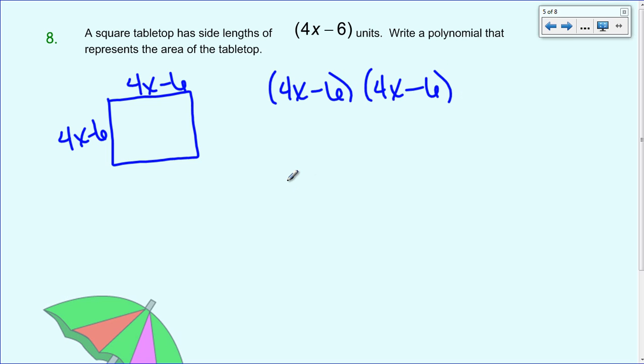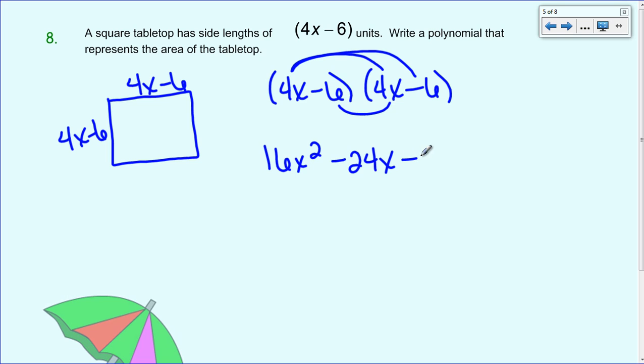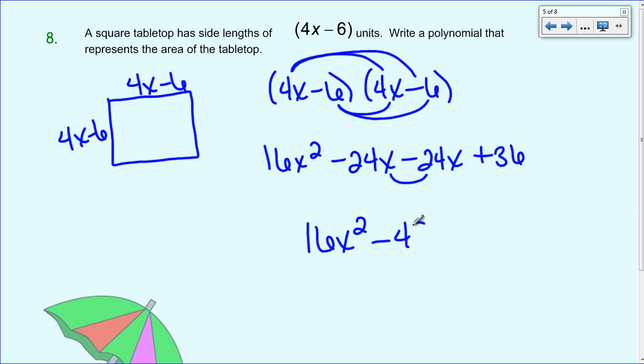And I'm just going to double distribute. So 4x times 4x, that's 16x squared. And then 4x times negative 6 makes negative 24x. Then again, that makes another negative 24x. And negative 6 and negative 6 makes a positive 36. Combine these, so the area of your tabletop is 16x squared minus 48x plus 36. And I just multiplied my two things together and went about it that way.